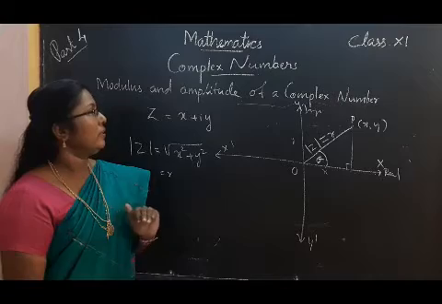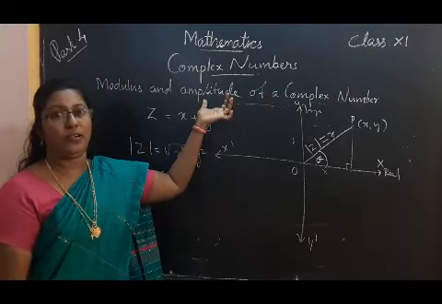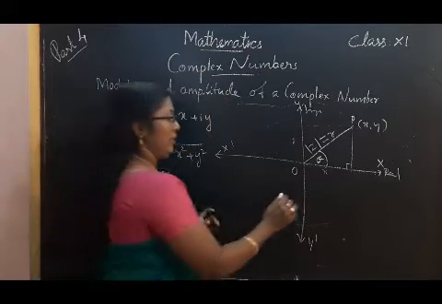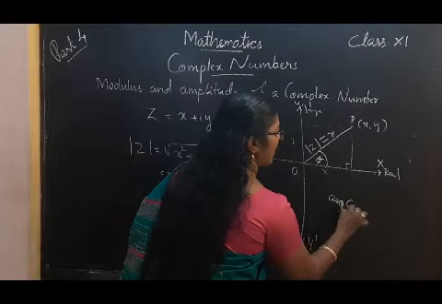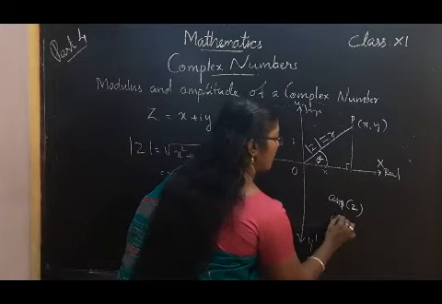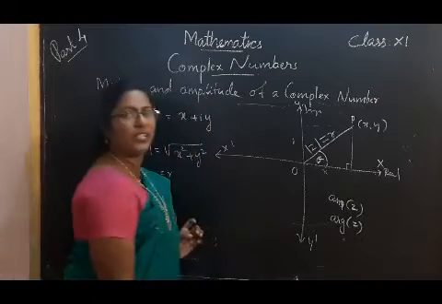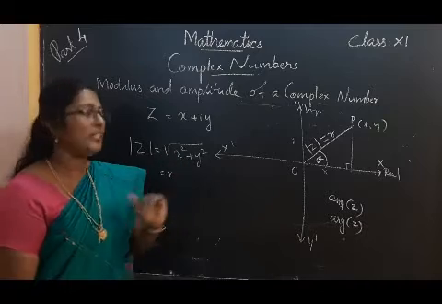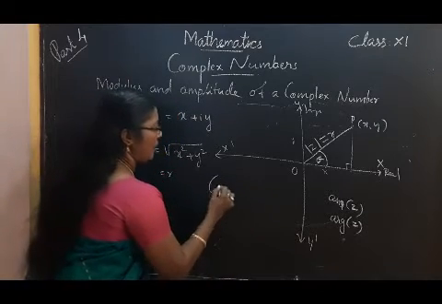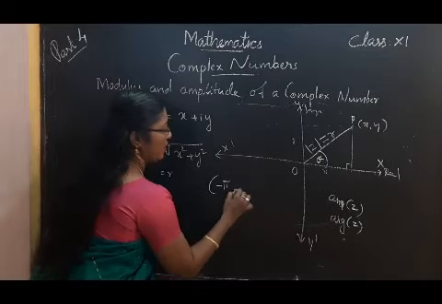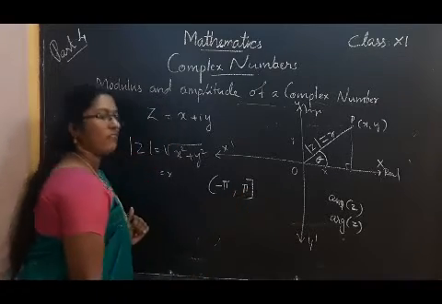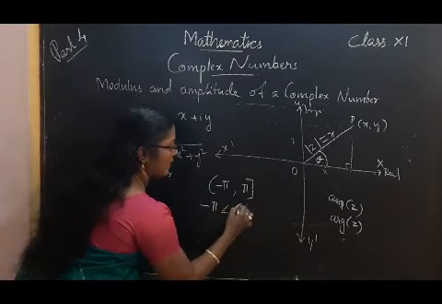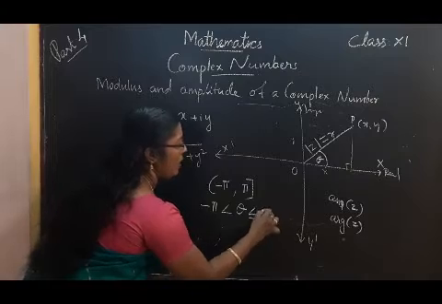Then, the amplitude of Z, another name is the argument of Z, is notated AMP Z or ARG Z, and it is always an acute angle. This theta always lies between the open interval minus pi and the closed interval pi. We can write minus pi less than theta less than or equal to pi.